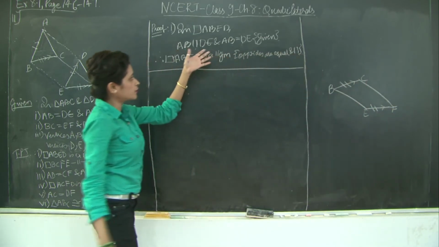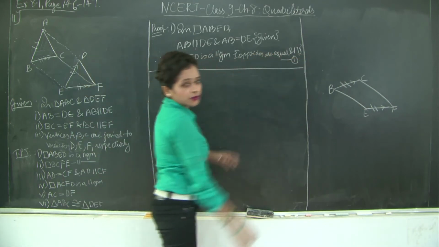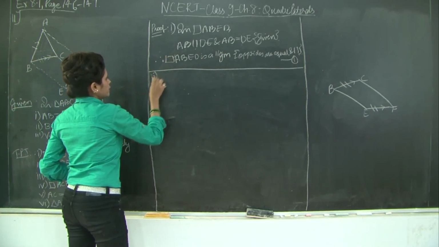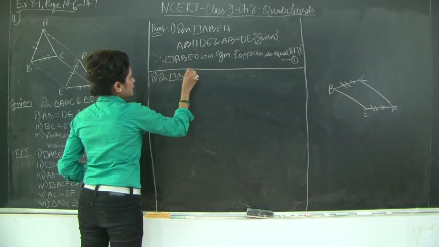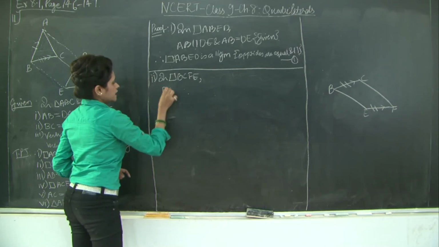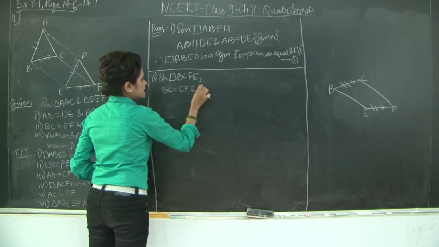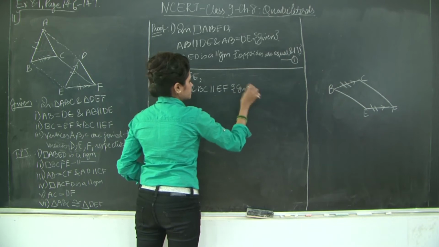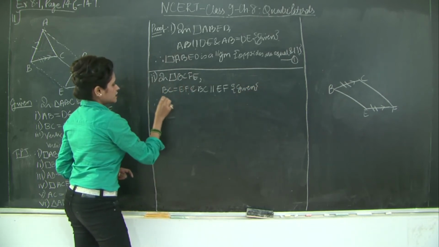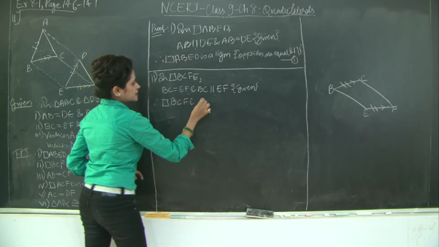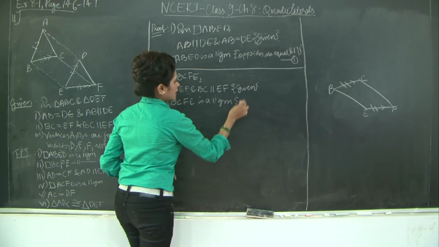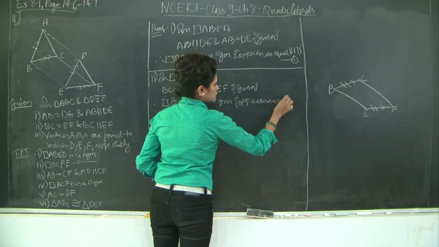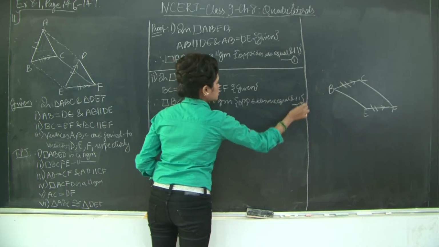So just in the way we proved section 1, let's mark this as 1. Just like the way we proved section 1, we are going to prove section 2 as well. So I'll say for 2, in quadrilateral BCFE, BC is equal to EF and BC is parallel to EF. I'll say given. Therefore, quadrilateral BCFE is a parallelogram. And I'll say opposite sides are equal and parallel. Let's mark this as 2.